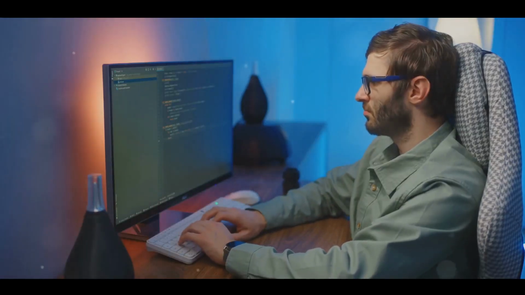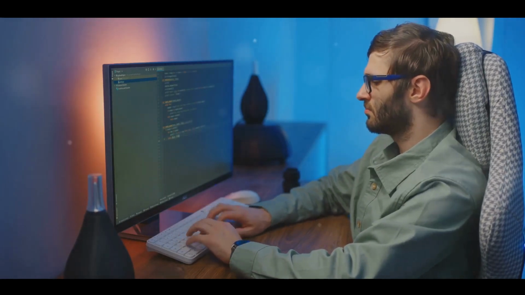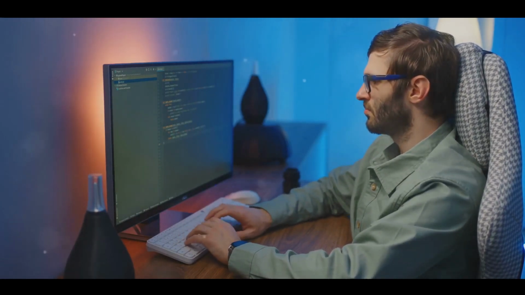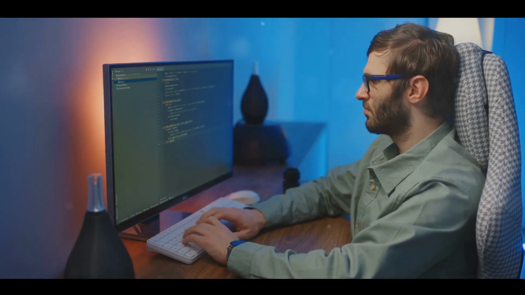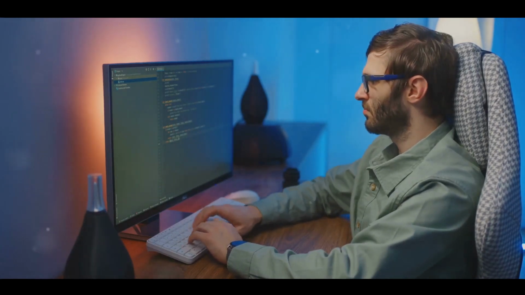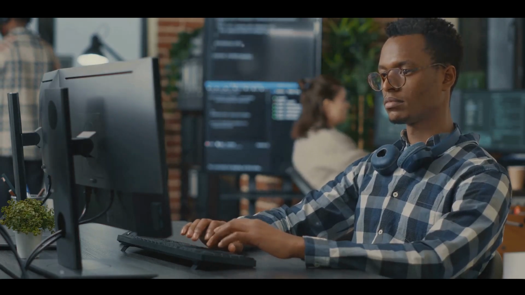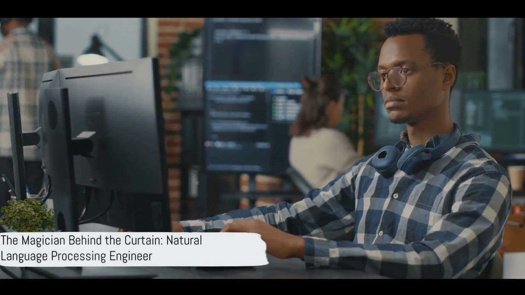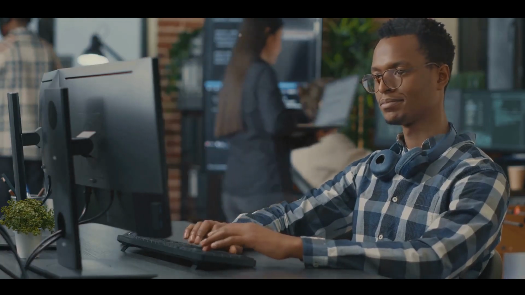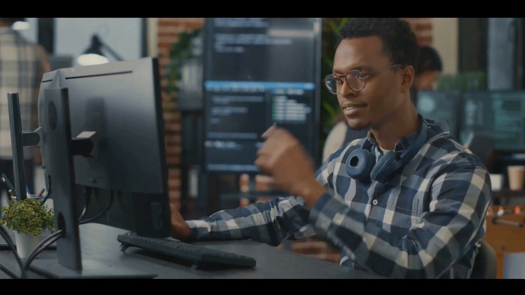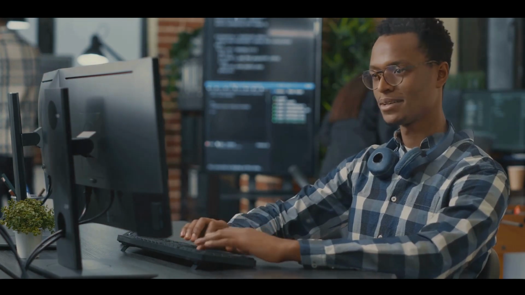An important part of their work also involves staying up to date with the latest research and advancements in the field of natural language processing. This helps them to continually innovate and push the boundaries of what's possible in human-machine interaction. In essence, a natural language processing engineer is the magician behind the curtain, making it possible for machines to understand and respond to us in our own language.